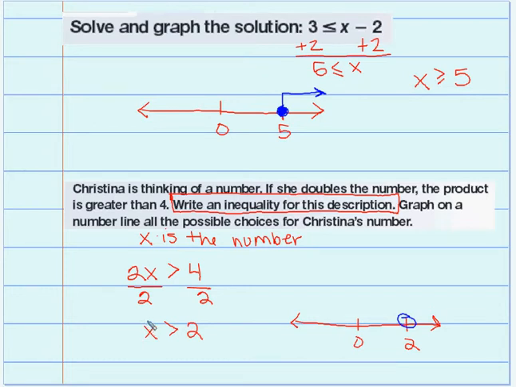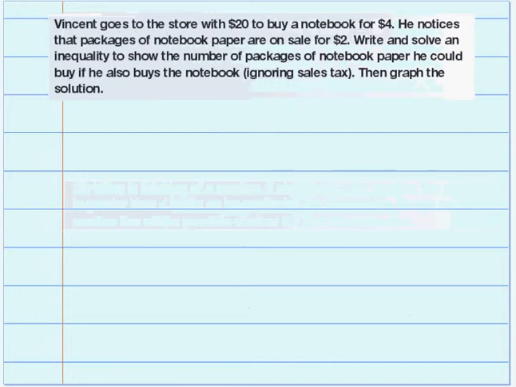I need to leave it open. But I do draw the arrow to the right because I want all the values that are bigger or greater than 2. And so any number that is greater than 2 would work, because if I pick 6 and I double that, my product is greater than 4. One last example for you.